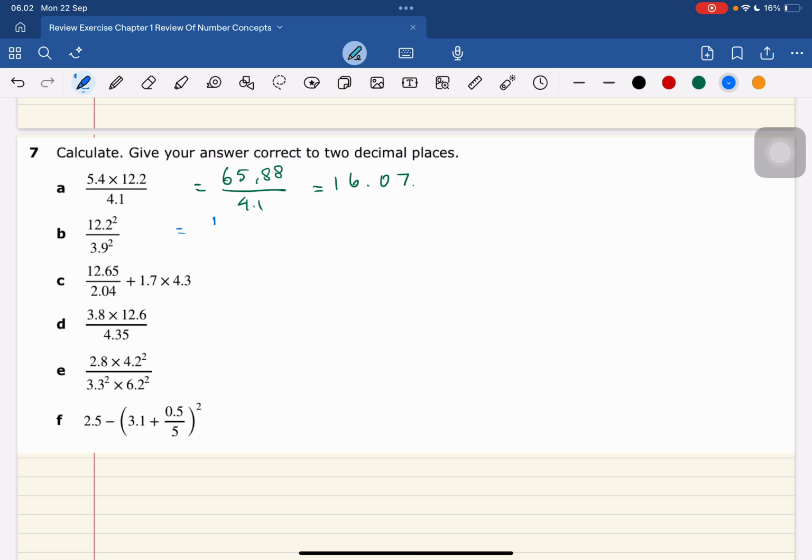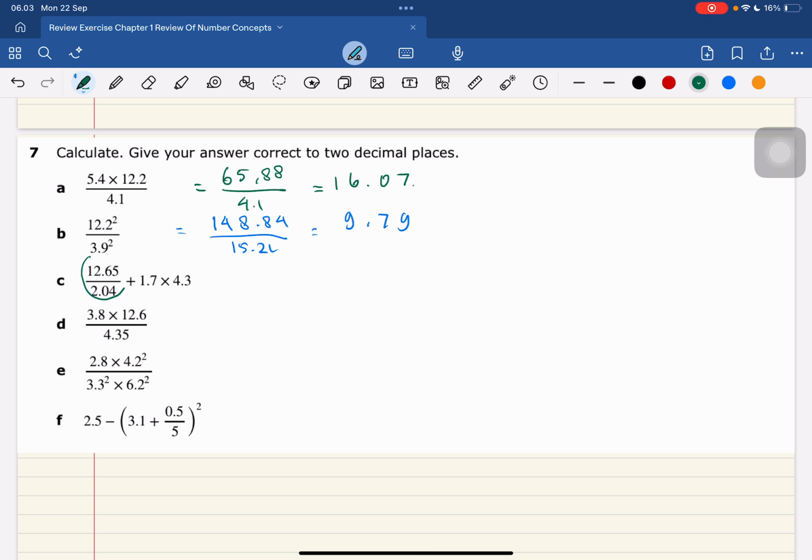So this will give us the answer: 148.84 divided by 3.9. We make it square. This will give us the answer of 15.21. So we divided this number and will give us the answer of 9.79. Goes for C.